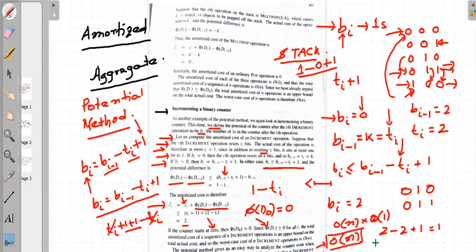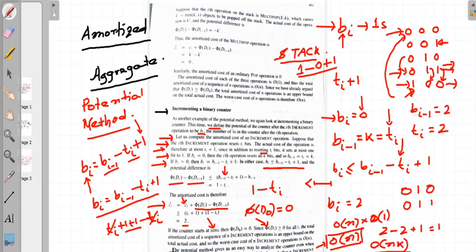But with a naive worst case analysis, we have seen that it is order of nk. And if k is order of n, then it is order of n squared. So that is the way we can analyze this binary counter.